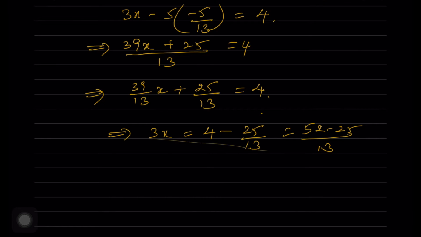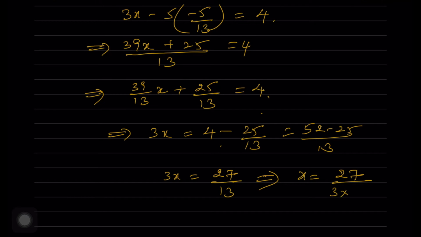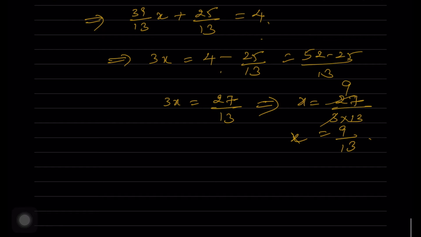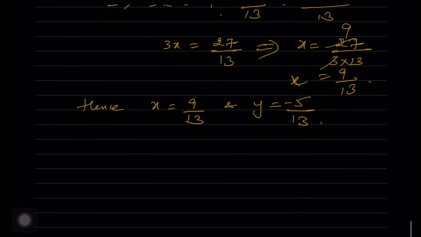So you are going to get 3x is equal to 4 minus 25 by 13, which means 3x is equal to 27 by 13, or x is equal to 9 by 13. We are getting the answer. So we got x is equal to 9 by 13 and y is equal to minus 5 by 13.